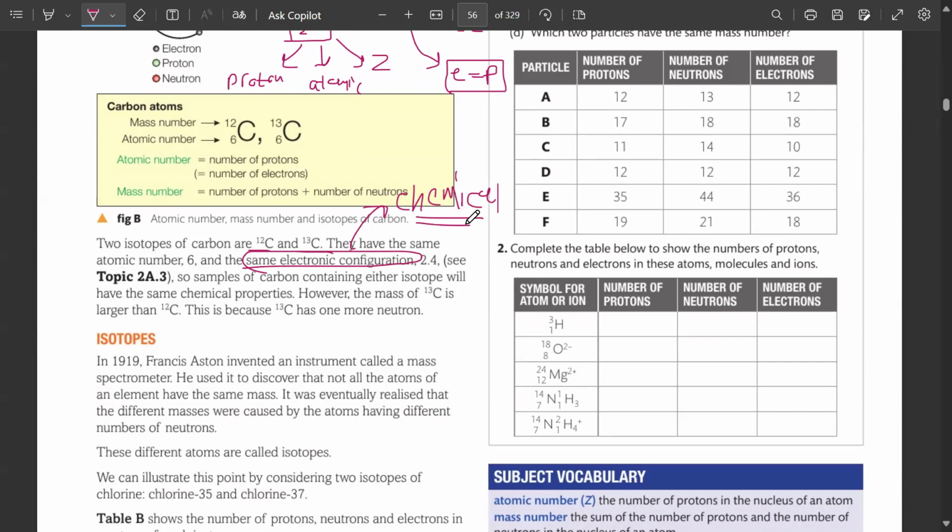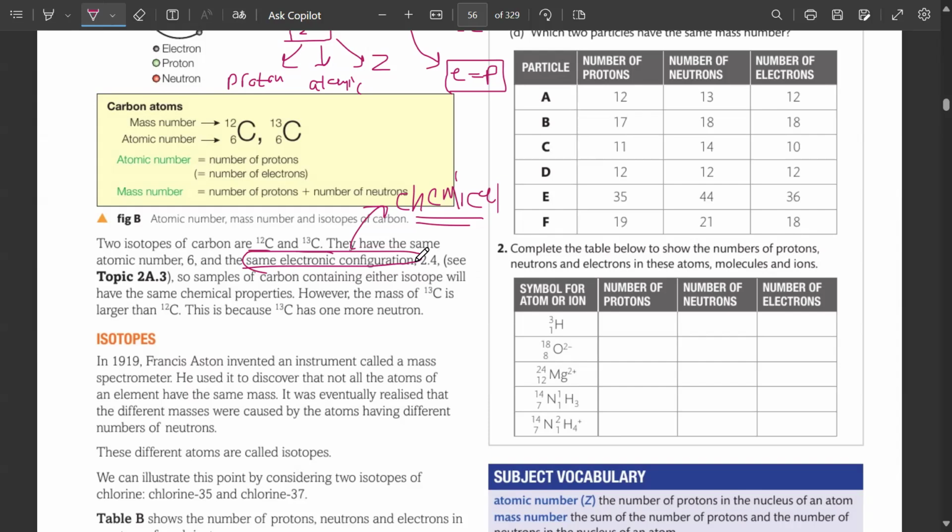Because they are the same atom of the same element, so they will have equal properties but different mass. Because they have the same electrons, that is correct. But how is having the same electrons helping them to have the same chemical properties? Because whenever chemical reactions occur, bonds break and bonds form. Forming the bonds involves what?